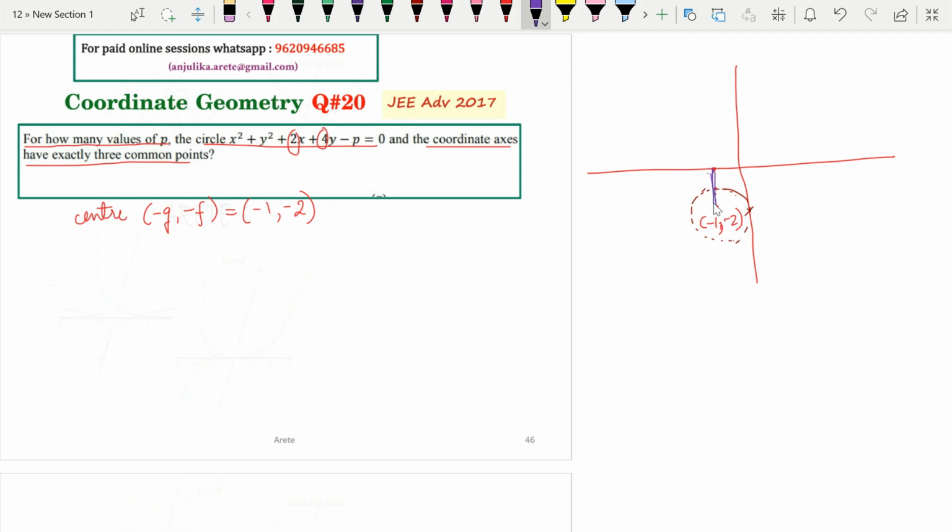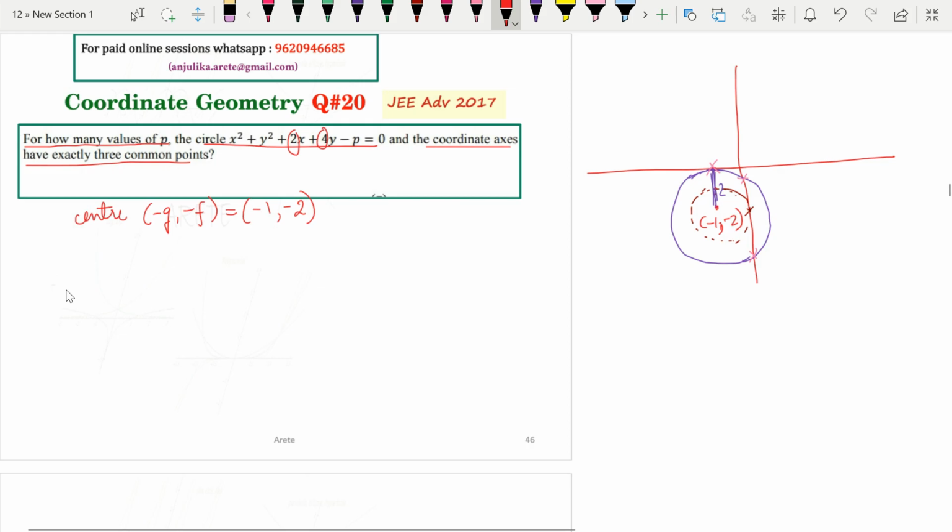Okay, how much is this length? 2, right? Because the y coordinate is negative 2. This is 2. Now you can see that here it is touching the x-axis, and the y-axis it is crossing twice. Do you see that it has only 3 points in common with the coordinate axes and the circle? Only 3 points.